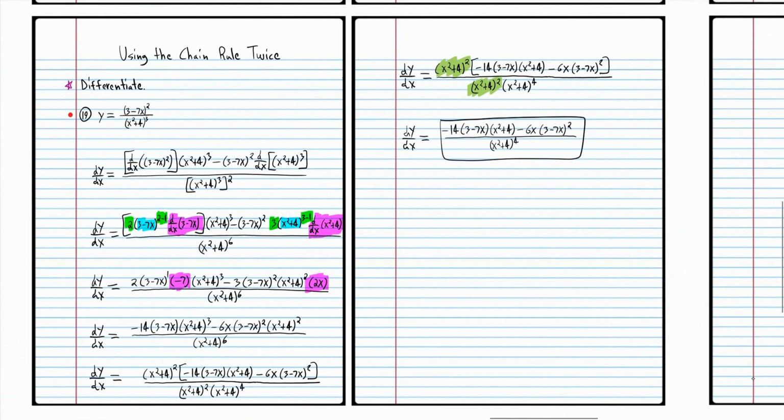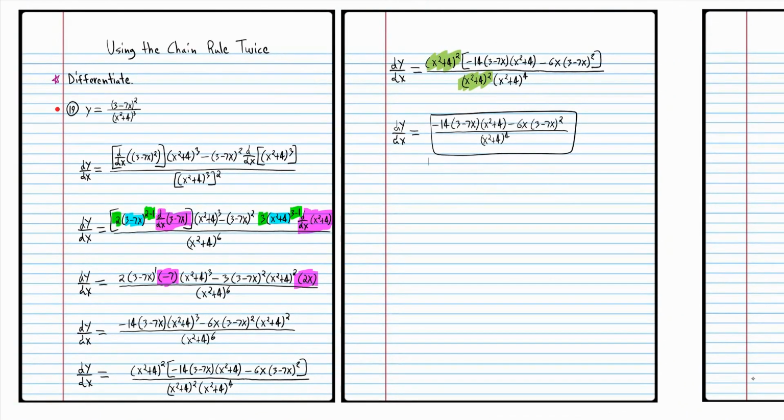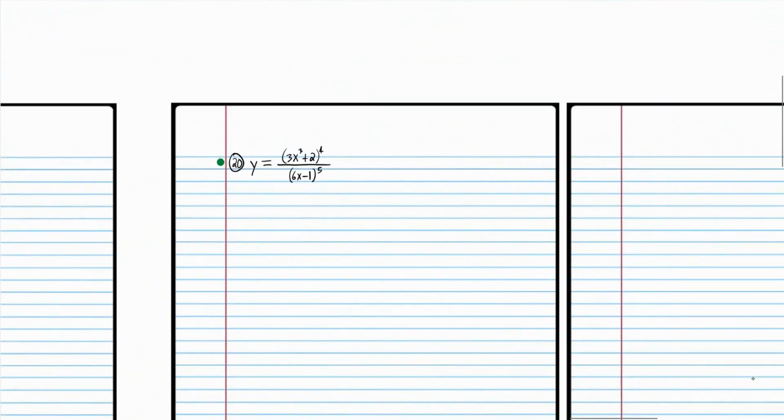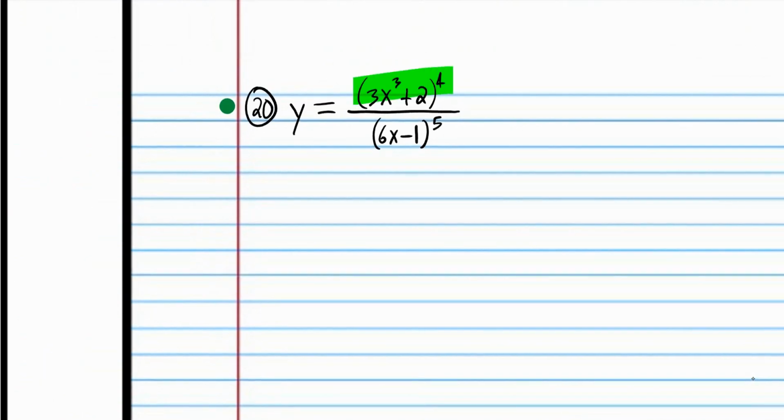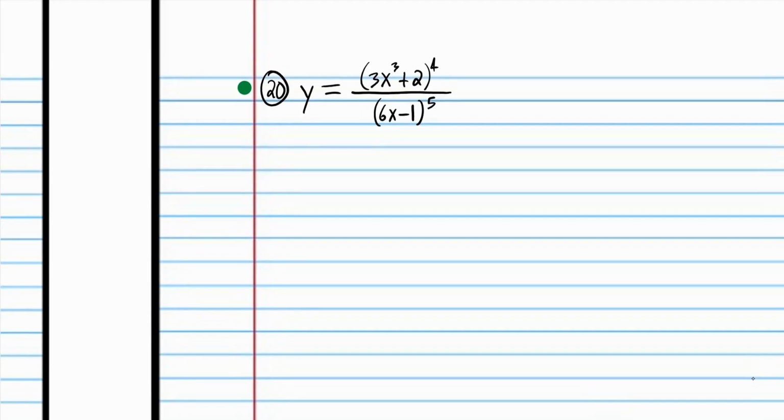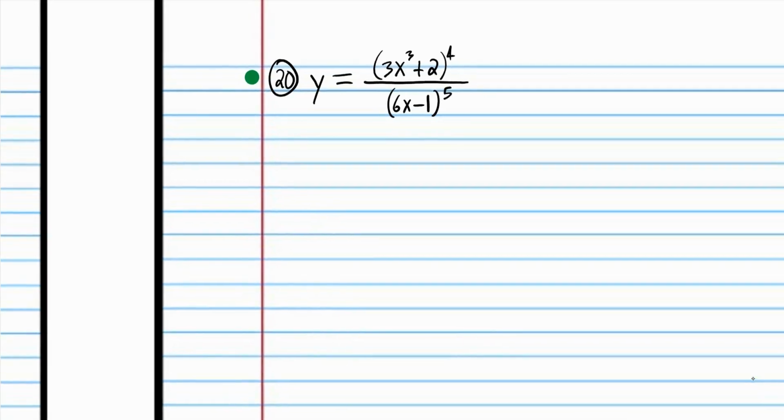So there's an example where we had to use the chain rule twice. So I want you to get a picture of this problem and use it to help you with number 20. So we have a quotient of two expressions. We're going to have to use the quotient rule, and you're going to have to use the chain rule twice as you use the quotient rule. So also remember, our directions were to differentiate, so you can call this y prime, or you can call it dy over dx. It's up to you. Try number 20, and when you come back, we'll do it together.